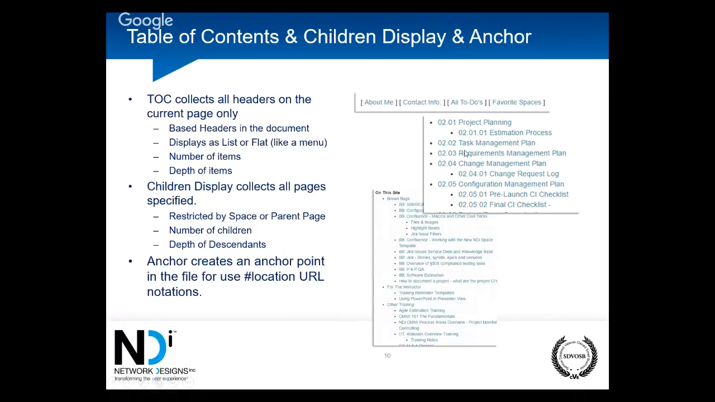So, for example, if you wanted to link right to children display, you would create an anchor here using the anchor macro and call it children display. And then to link to that, you would call it, here is my URL, pound children display. All right, we'll go through all of this in more detail in a few minutes.